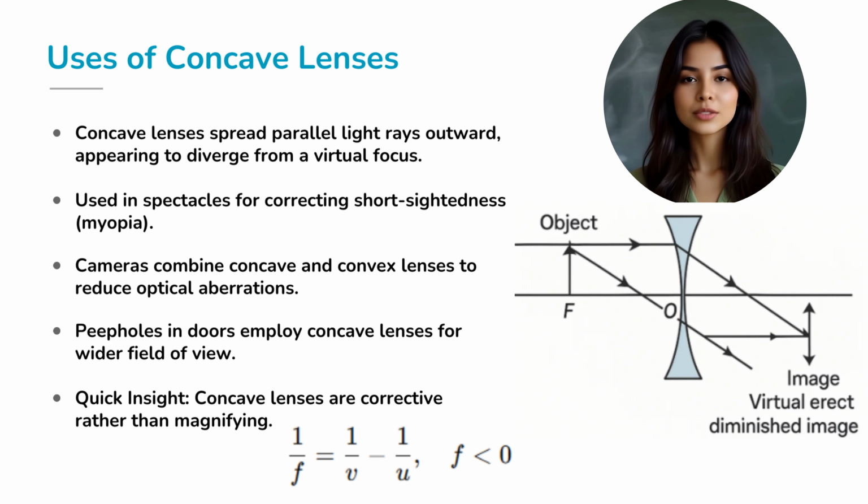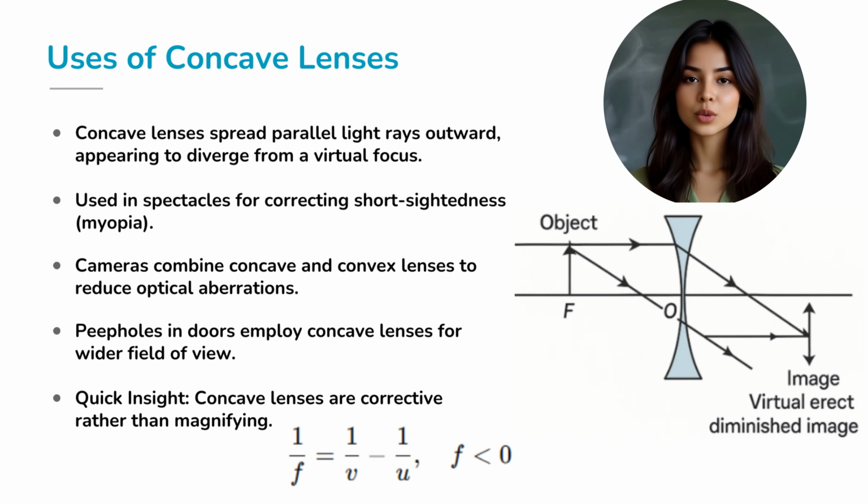Convex lenses magnify, but concave lenses? They spread light apart. Imagine looking through a door peephole. The tiny glass is actually a concave lens that gives you a wider view. In physics terms, concave lenses take parallel light rays and make them diverge, as if they were coming from a virtual focus. The focal length here is negative.